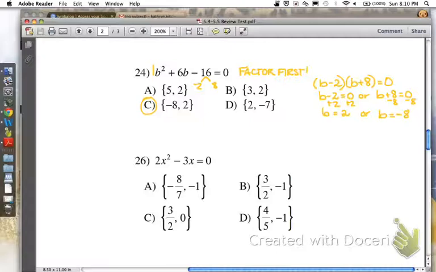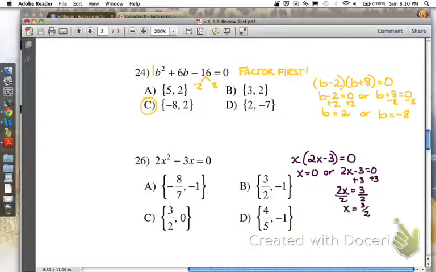Number 26, again, has to be factored. And if you'll notice, it only has a GCF of x. A lot of people leave out that x minus 0 for some reason when they're doing this. If this weren't multiple choice, they just tend to leave that off. So we're going to add 3 to both sides and solve for x. This one takes a little bit more layers. So we get x is equal to 3 halves and 0, which would be letter C.